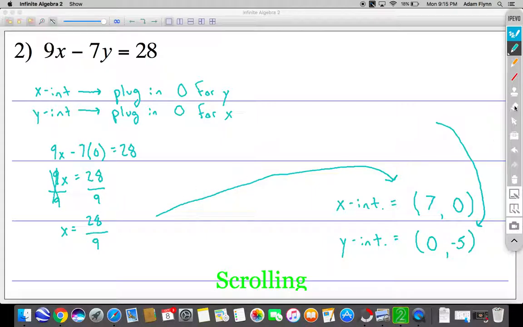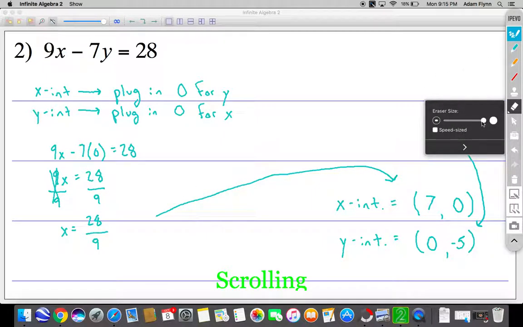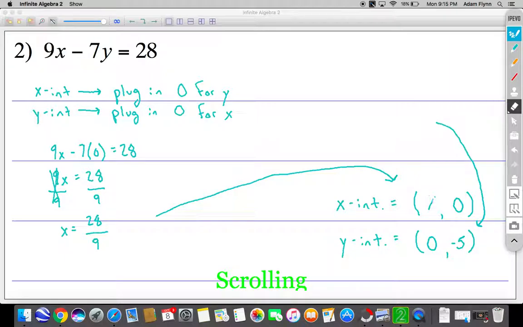So our x-intercept, as I was saying, our x-intercept will be 28 over 9, comma 0. Okay? So now we'll do the y-intercept.